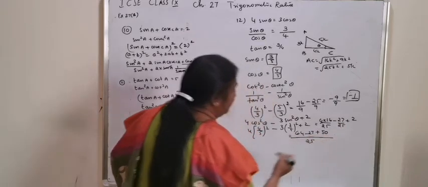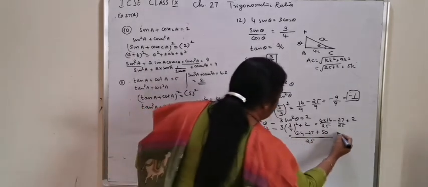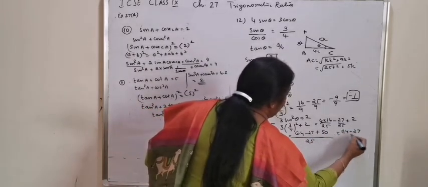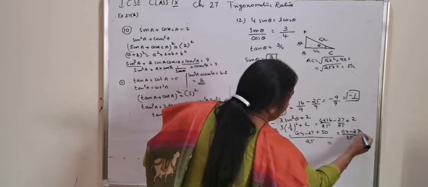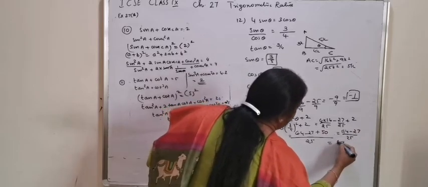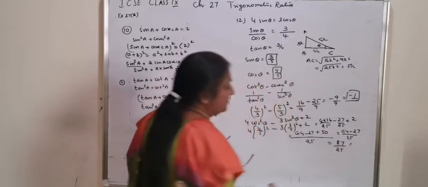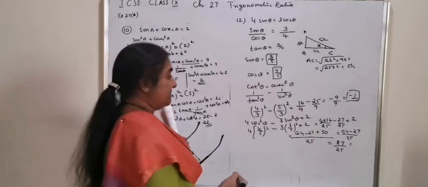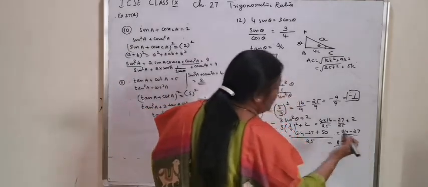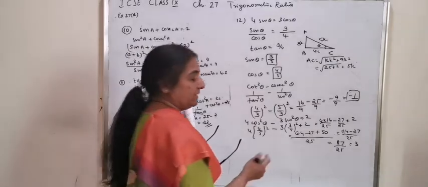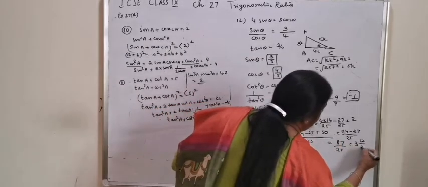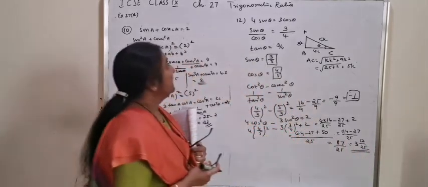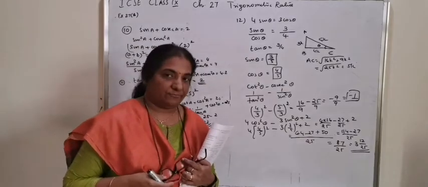plus 50, which is the same as 114 minus 27 by 25. That is 87 by 25, and you can make it as a mixed number. 25 into 3 is 75. 87 minus 75 is 12 by 25. That is question number 12.